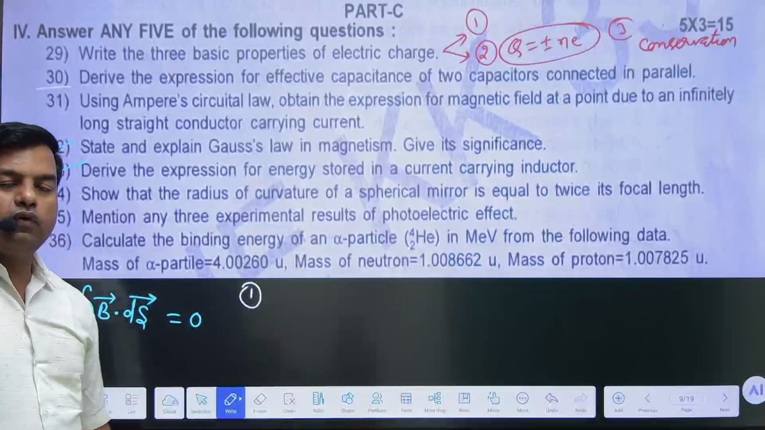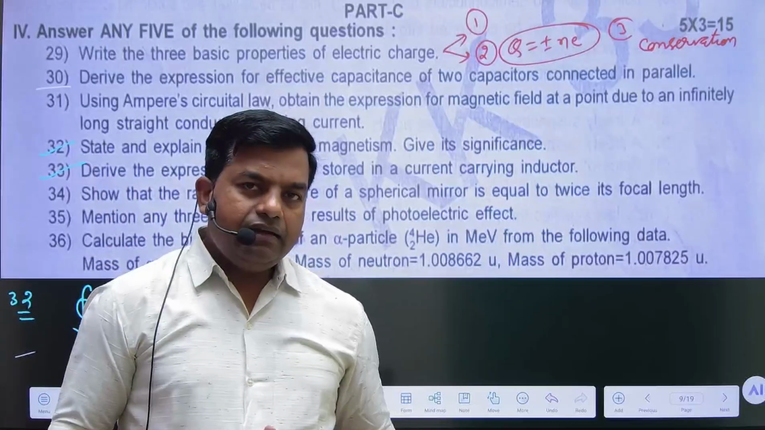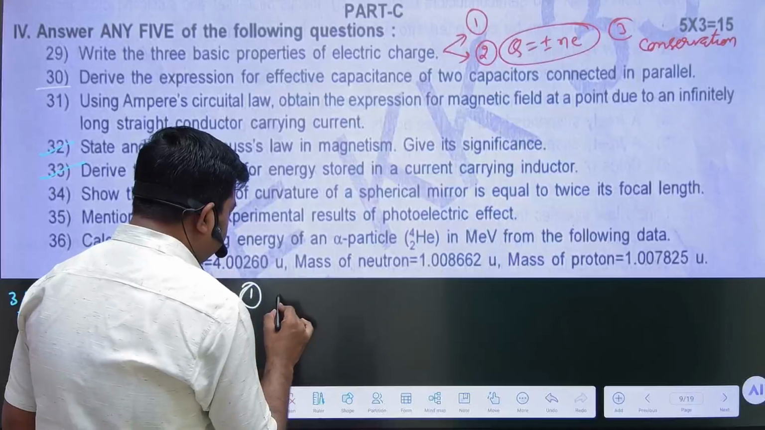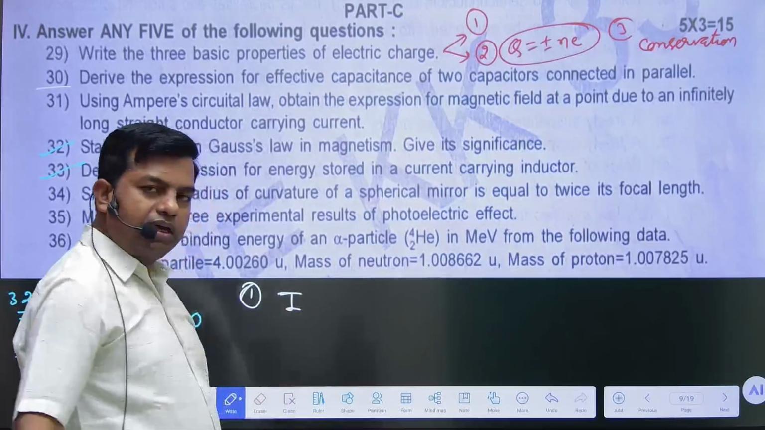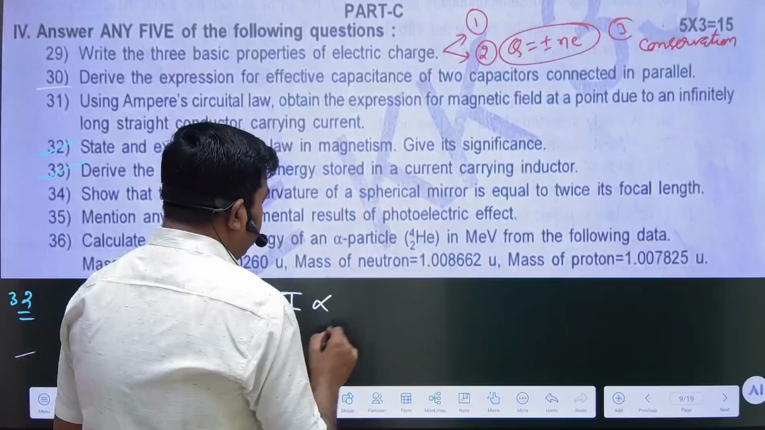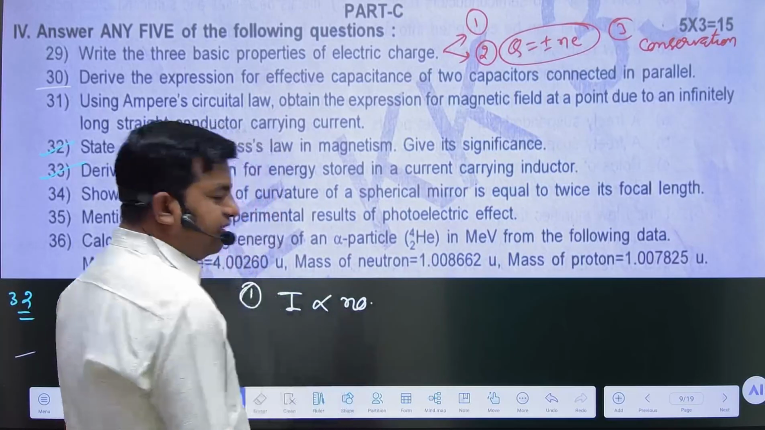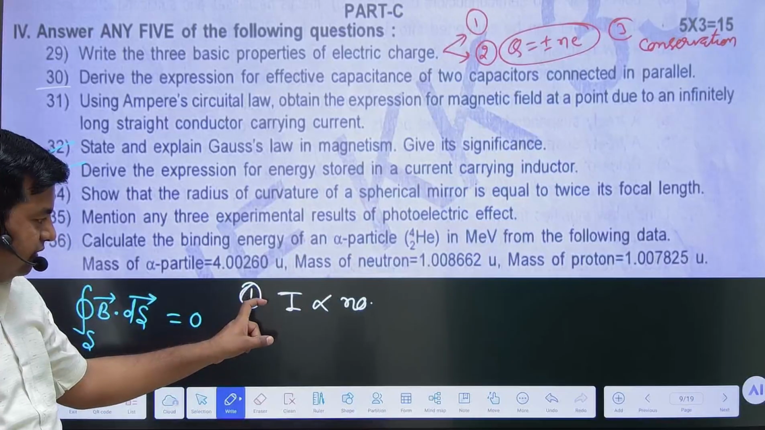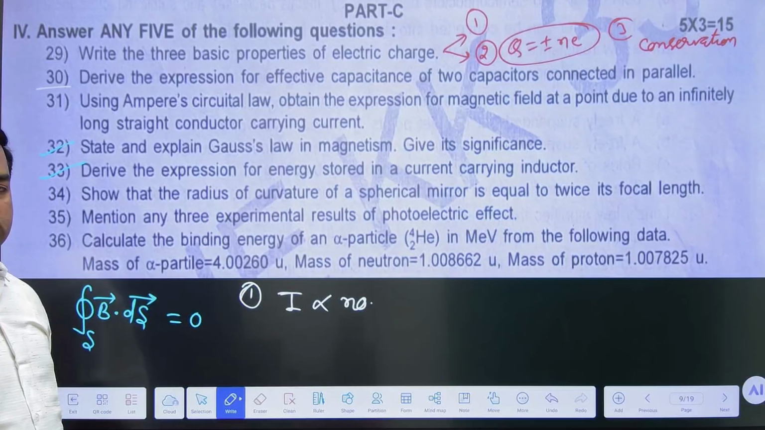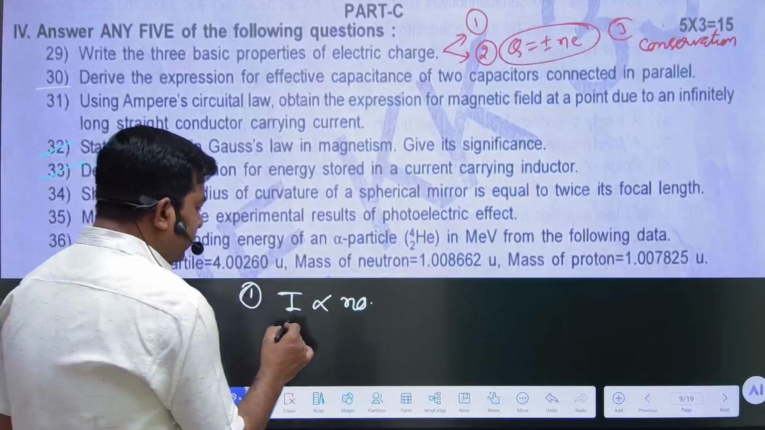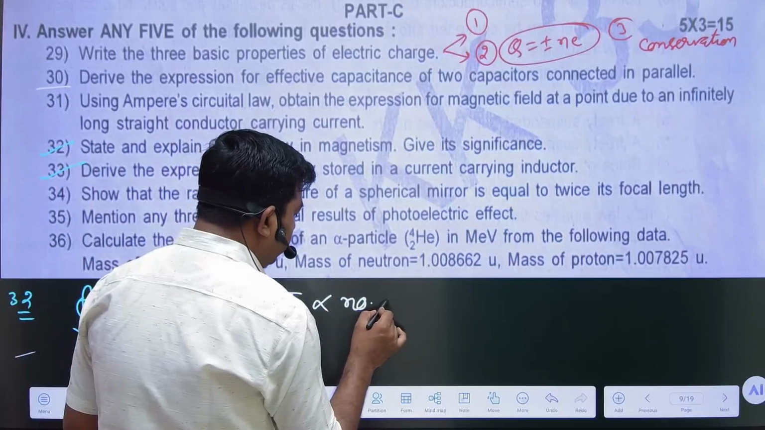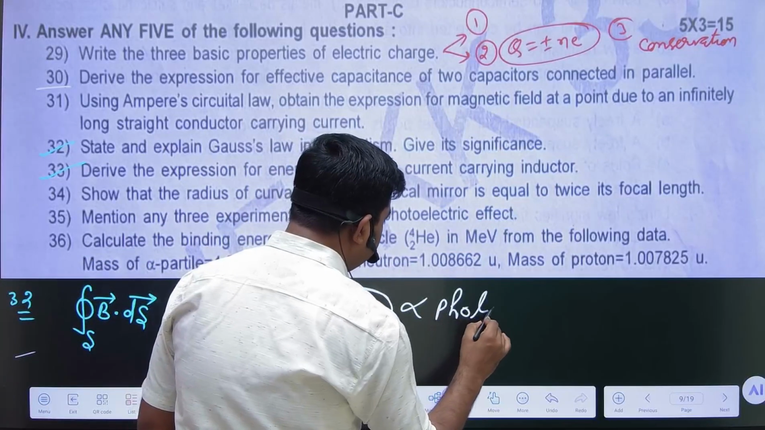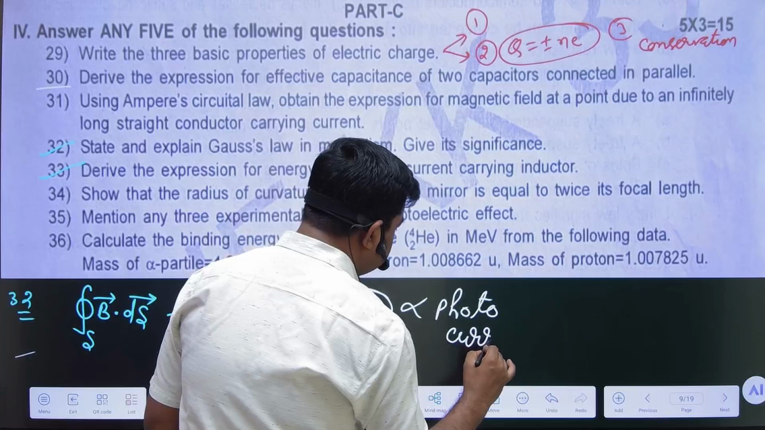First one is, in the photoelectric effect, the intensity of incident radiation is directly proportional to the number of photoelectrons emitted per second from the emitter plate, at constant frequency and constant potential difference between collector and emitter plate. Or it is directly proportional to the photocurrent. This is the first.